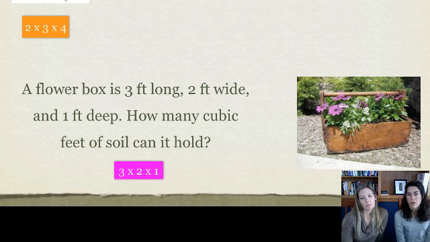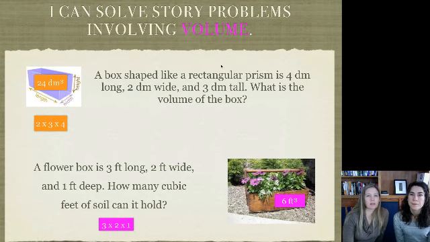So you should have 3 times 2 times 1 as our formula that you're plugging your numbers into, and that would equal 6 cubic feet. Yep. And this is really the simplest type of volume story problem.